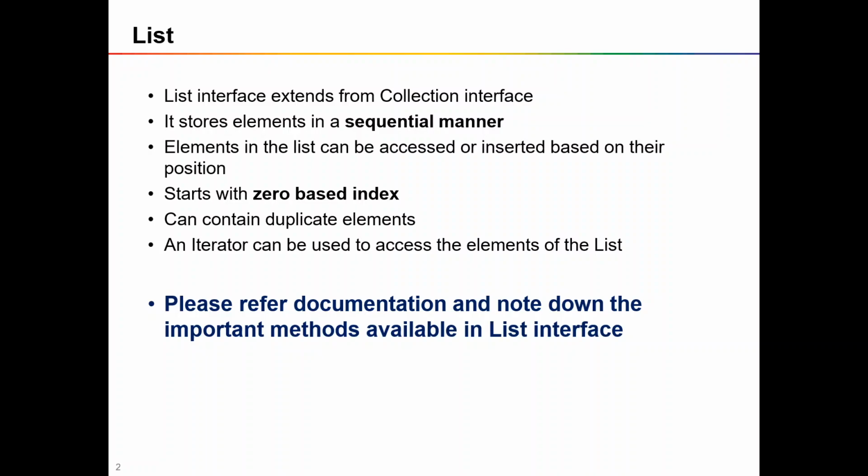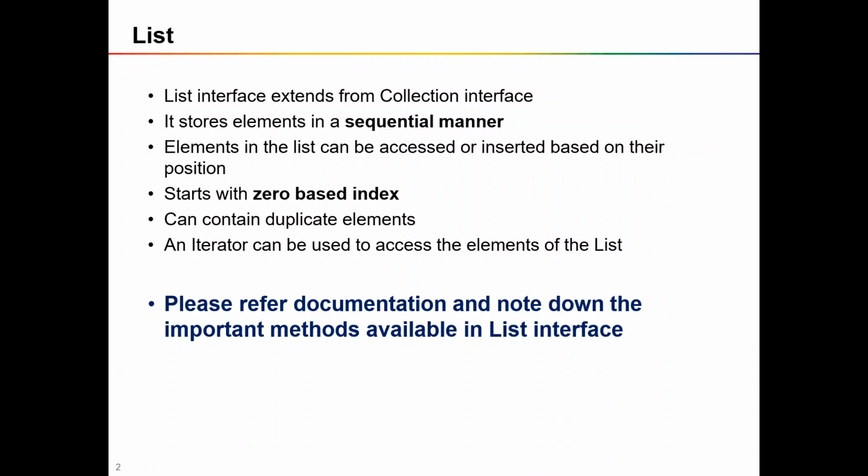The List interface is a child of the Collection interface, which inherits all the properties of Collection. Whenever you store an element into the list, it is always stored in a sequential way, which means elements are stored position based, and if you wish to access any element from the list, you can go with position or indexing. The index always starts with 0 in a list, and you can store duplicate elements inside the list also.